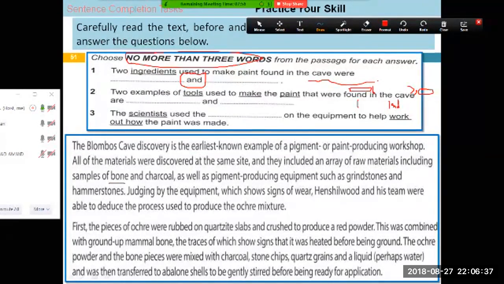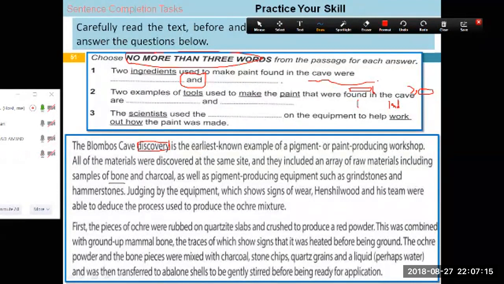Okay, now let me apply the same formula here. The Blombos cave discovery, that means whatever we are talking about is about that discovery. That Henshilwood team has discovered something. Do you remember what they have discovered? They had discovered a workshop, some tools, and ochre mixture. They discovered a workshop to make the ochre mixture.